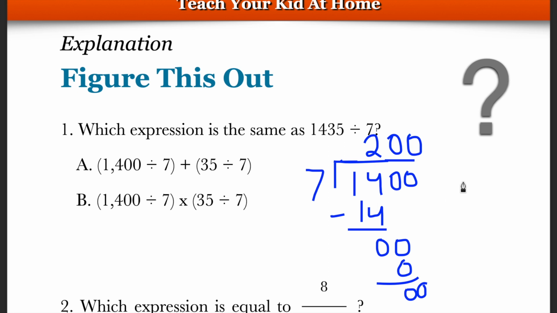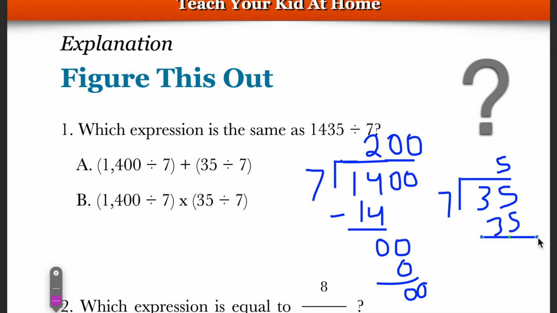Well, how many times does 7 go into 35? We can do that real quick right here too. Let's say we have 35 here, and we're going to divide 7 into 35. Well, it's kind of easy because we know that 7 times 5 is 35. So 7 goes into 35 5 times, and there's going to be no remainder from that. When we subtract here, we're going to have 0 as a remainder.